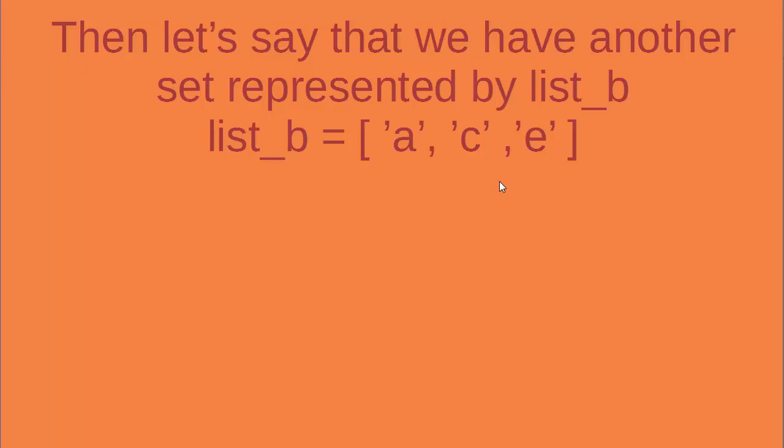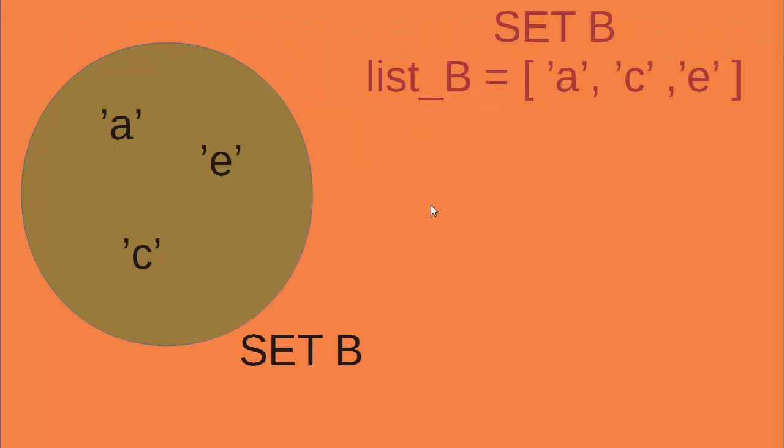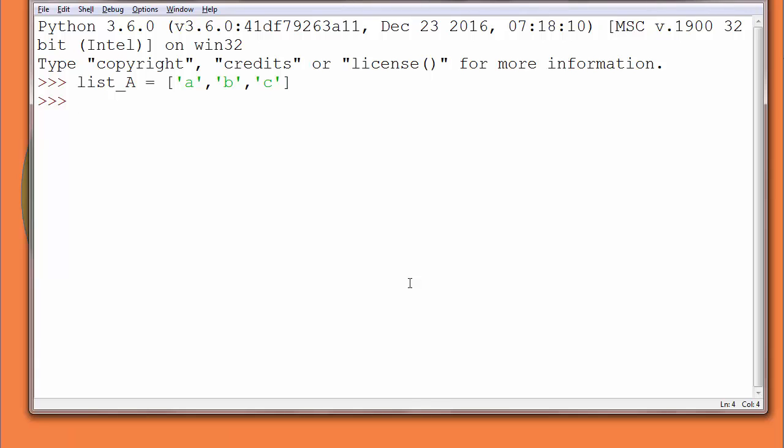Then let's say that we have another set represented by list B. List B equals, and we'll populate it with elements A, C, and E. Our set will look like that, and we'll populate our list with those elements inside this set.